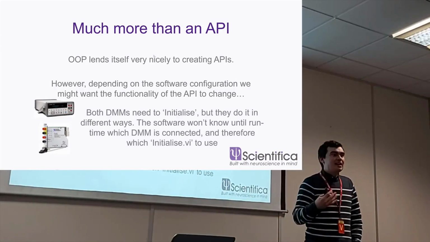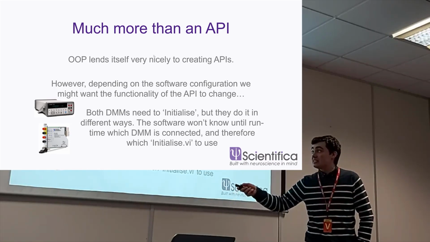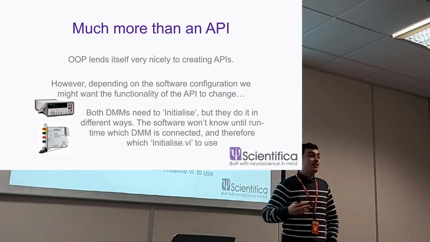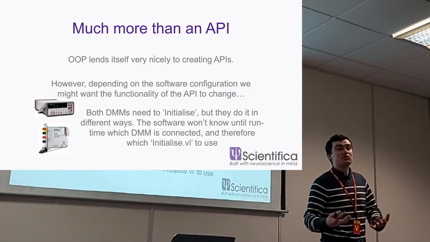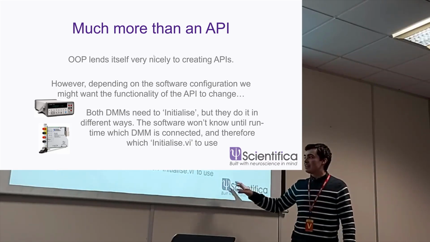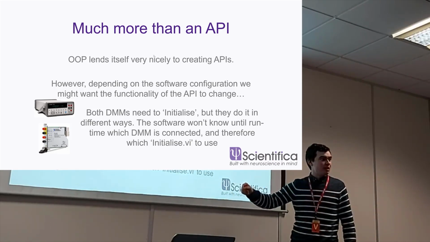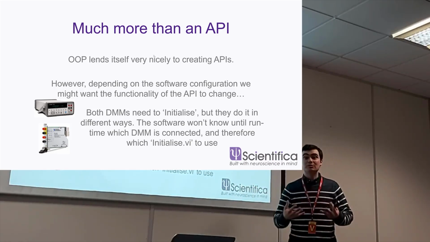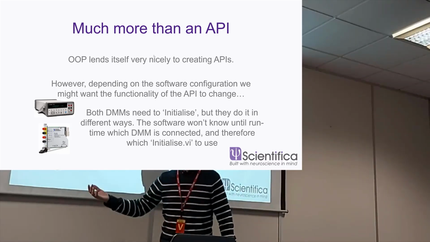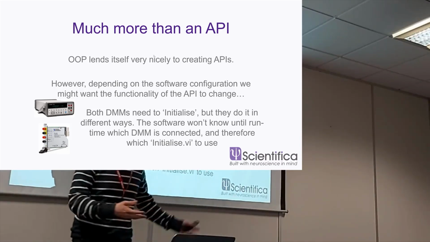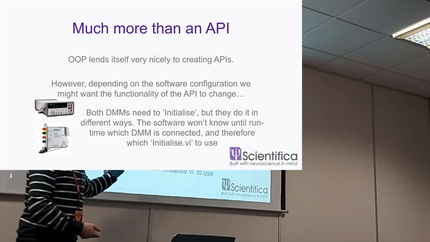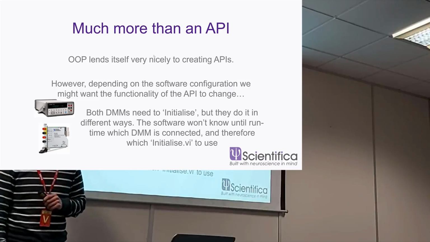Let's take, for example, both of these DMMs that you see here. They both need to be initialized. However, the way we initialize them is going to be different. And it's not going to be clear until runtime, until the user actually opens up the software. The software will realize, oh, it's an Agilent DMM that's connected. Oh, it's an NI DMM. Oh, actually, I need to simulate a DMM because neither of them are connected.